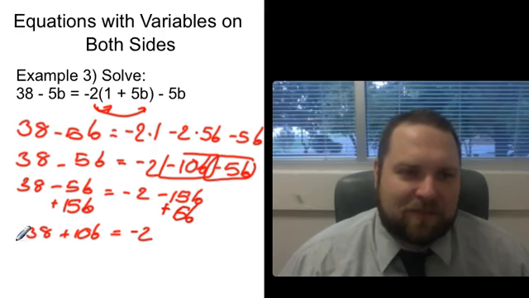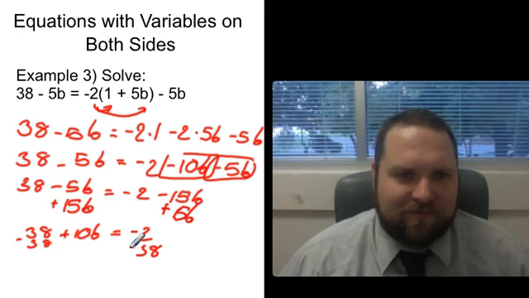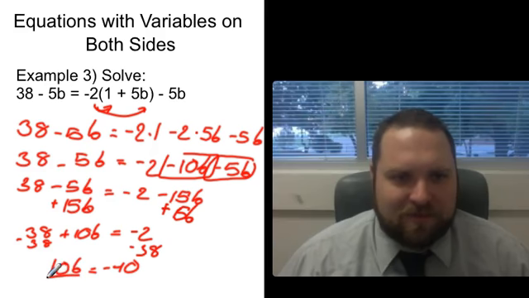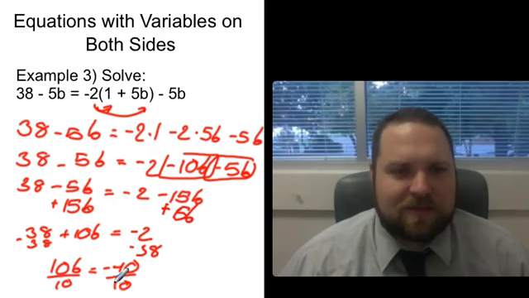Now it's a two-step equation. I can solve by subtracting 38 from both sides, leaving me with 10b equals -40. And then, of course, my last step is to divide by 10 to eliminate that coefficient. And I find that b is equal to -4.